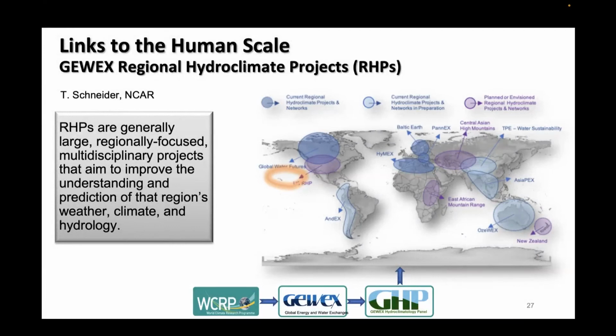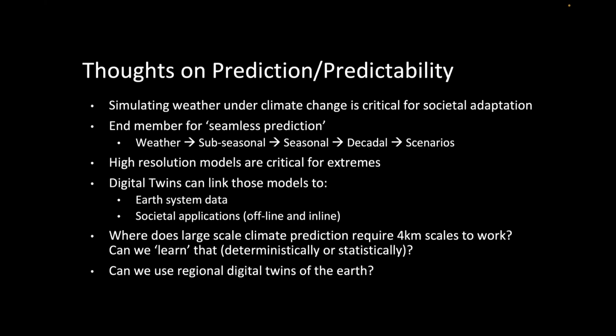So just a slide on links to the human scale. This is from Tim Schneider, who's helping lead the development of a regional hydroclimate project in the United States. These regional hydroclimate projects are large, regionally focused, multidisciplinary projects to improve understanding and prediction of the region's weather, climate, and hydrology. These are built-in communities that we can start to intersect with and think about providing better modeling tools and better prediction tools to them, as well as getting feedback to make sure that our tools are up to the job that they actually want to do.